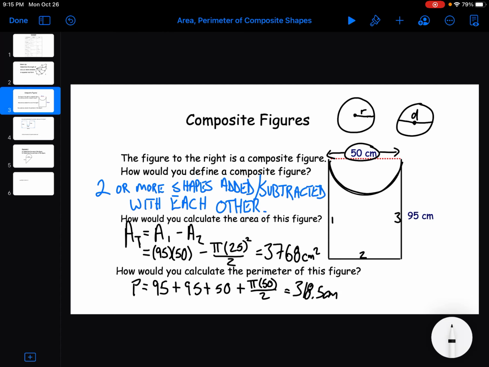The reason that I got a decimal here, and I also got a decimal in the first one, has to do with pi. Pi is always going to give us a decimal unless we can divide it out.